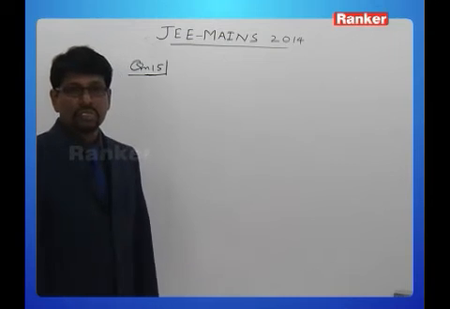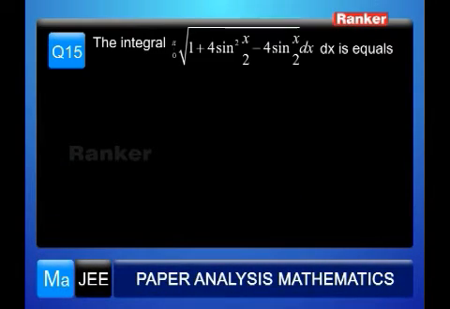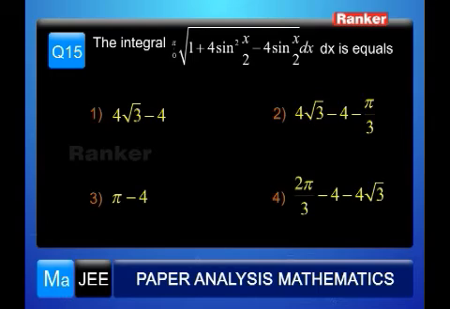Let's move on to the next question, question number 15. The integral 0 to pi under root of 1 plus 4 sine square x by 2 minus 4 sine x by 2 dx equals: first option 4 root 3 minus 4, second option 4 root 3 minus 4 minus pi by 3, third option pi minus 4, fourth option 2 pi by 3 minus 4 minus 4 root 3.